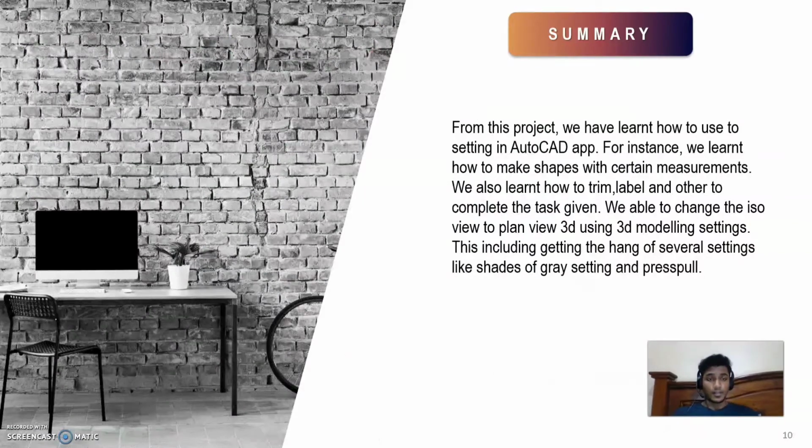Okay, so the summary is, from this project, we have learned how to use the settings in the AutoCAD app. For instance, we learned how to make shapes with certain measurements. We also learned how to trim, label, and other things to complete the task given. We are able to change the ISO view to plan view 3D using 3D modeling settings. This includes getting the hang of several settings like shades of gray setting and press pull. And that's all for today. Thank you.